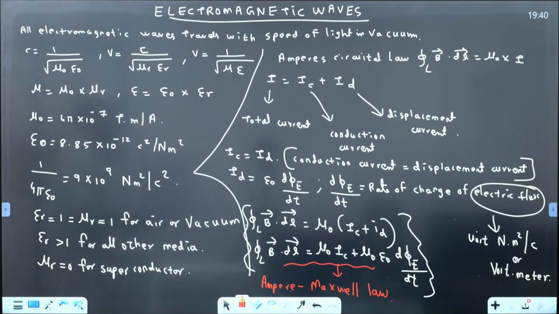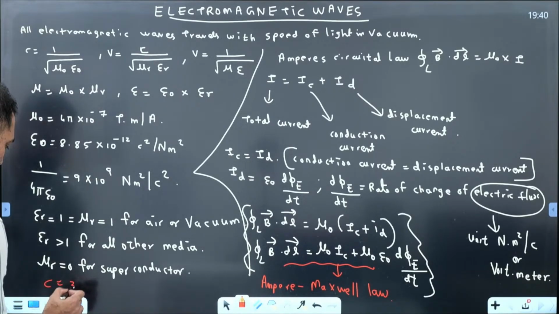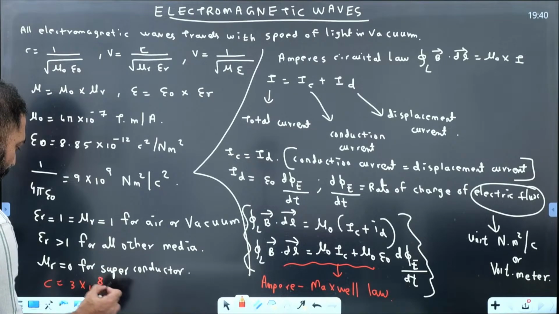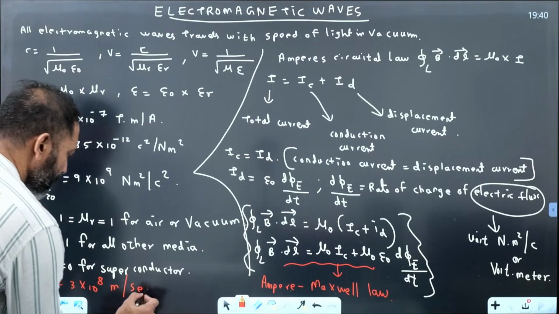All electromagnetic waves travel with the speed of light in vacuum. What is speed of light? 3 into 10 raised to 8. Yeah, I forgot to write that. Speed of light C is equal to 3 into 10 to the power 8 meter per second.